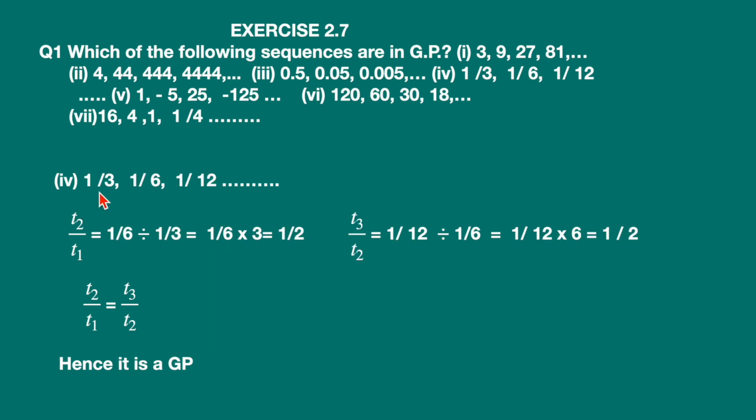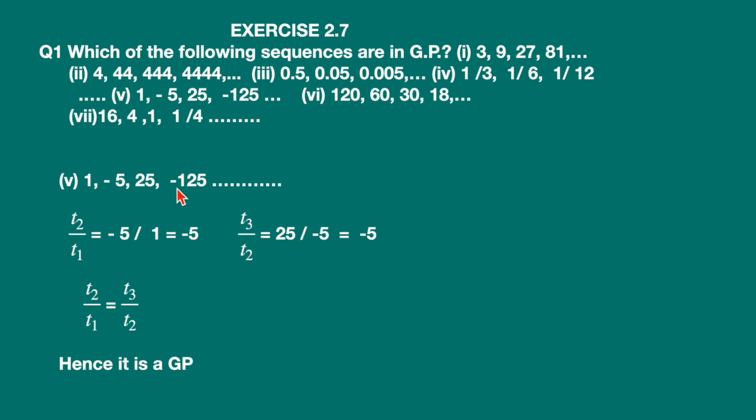Next sum. 1 upon 3, 1 upon 6, 1 upon 12, and so on. So this is the second term divided by first term. 1 upon 6 divided by 1 upon 3. Whenever you divide fractions like this, you should write 1 upon 6 multiplied by the reciprocal. 1 upon 6 multiplied by 3. So this will be 3 upon 6, that is equal to 1 upon 2. T3 upon T2, 1 upon 12 divided by 1 upon 6. So 1 upon 12 multiplied by 6. 6 upon 12 is 1 upon 2. So you can see these two ratios are equal. So this is also a GP.